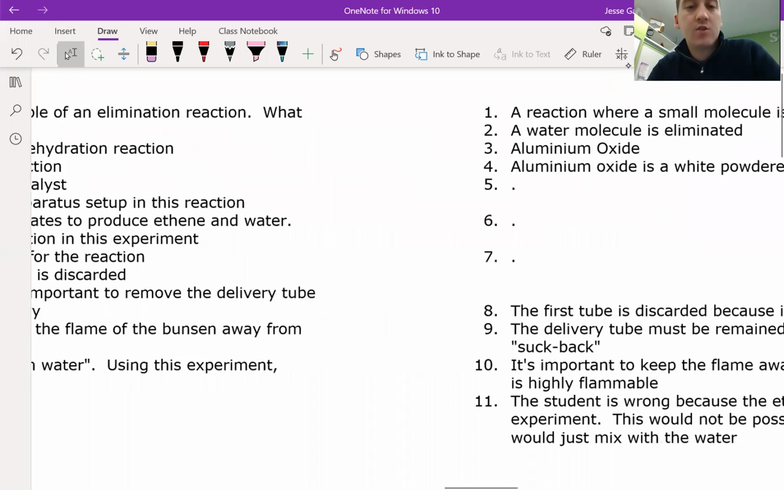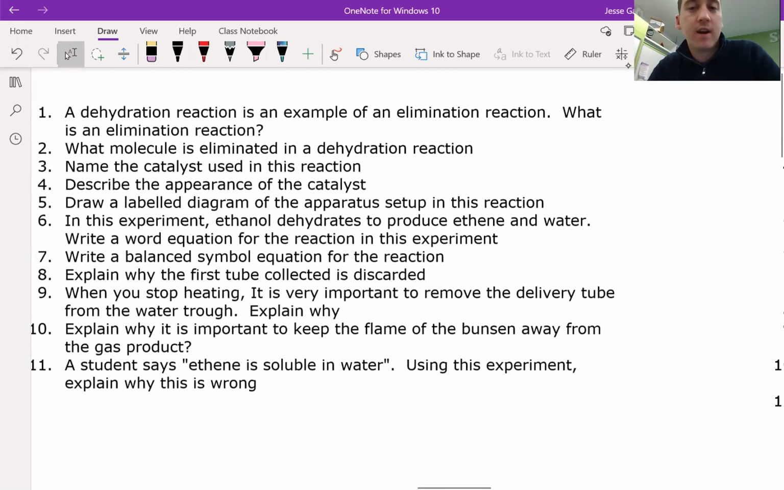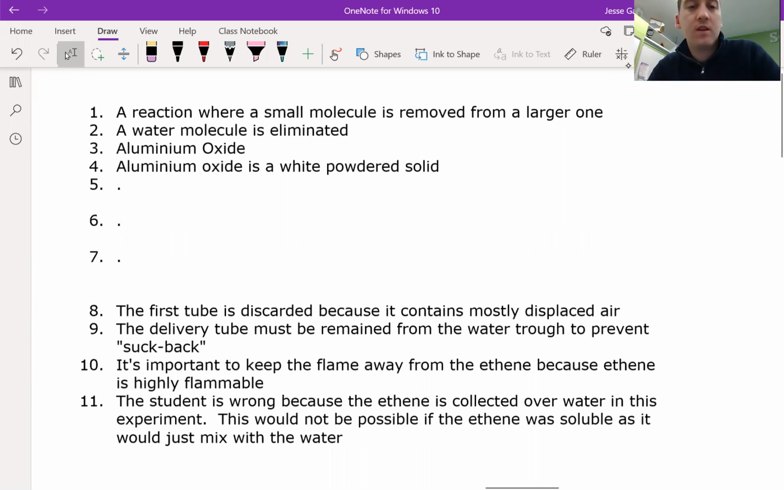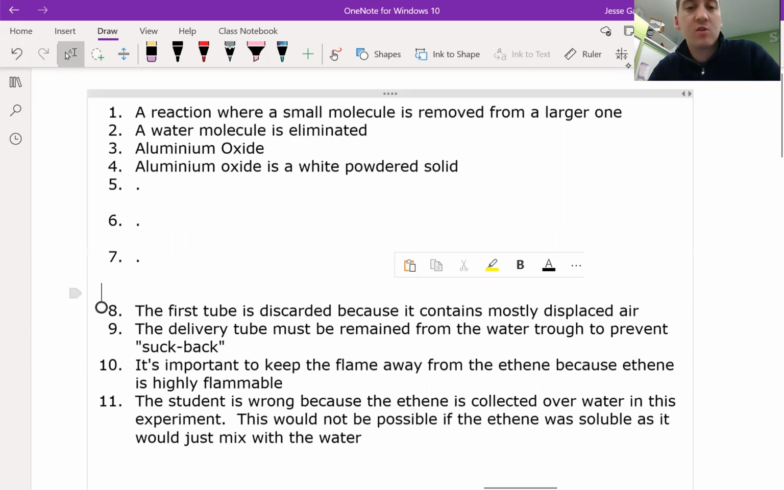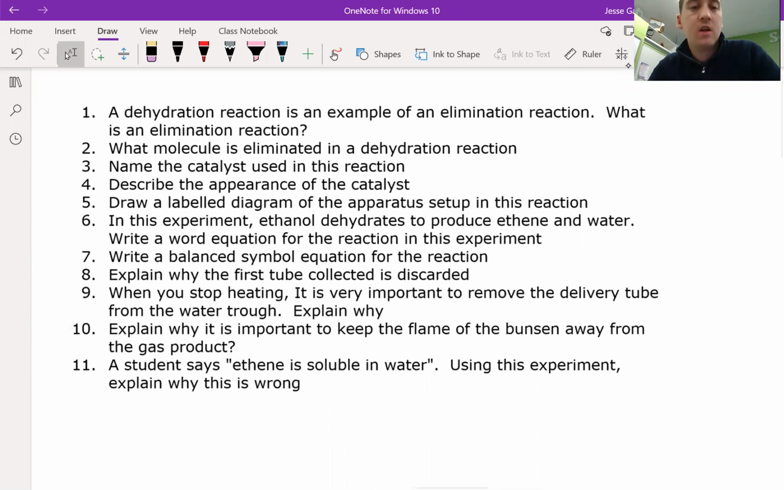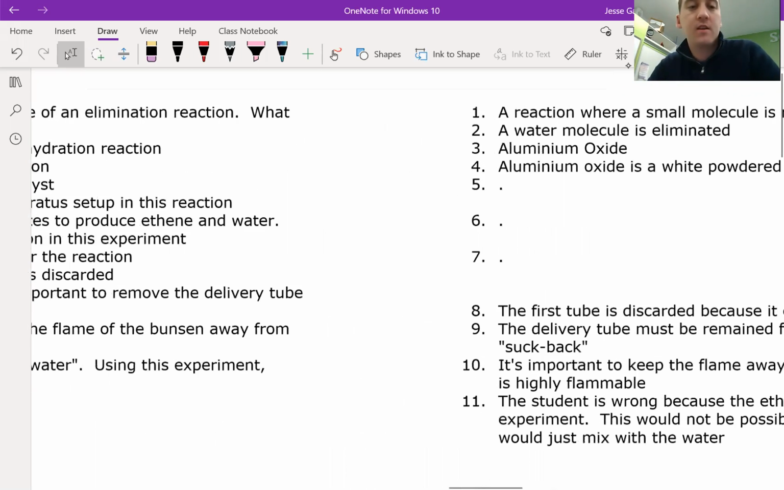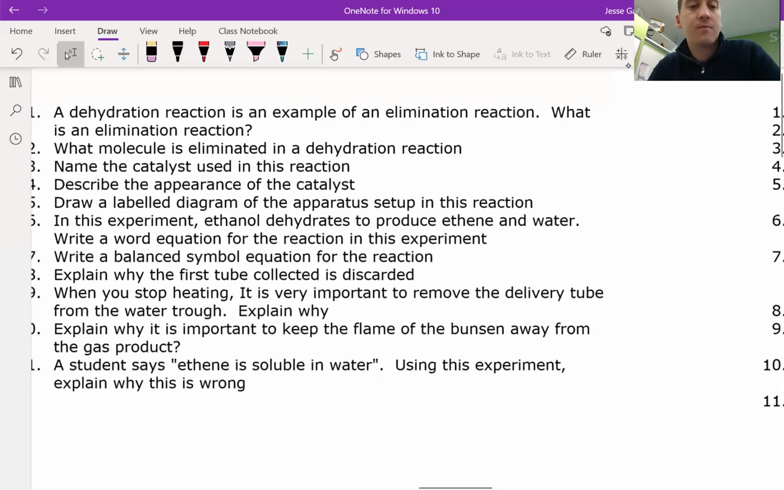A dehydration reaction is an example of an elimination reaction. What is an elimination reaction? That's the definition we talked about. It's a reaction where a small molecule is removed from a larger one. Well done if you managed to get that right. What molecule is eliminated in a dehydration reaction? Well, dehydration is to do with water, so a water molecule is removed or eliminated in a dehydration reaction.